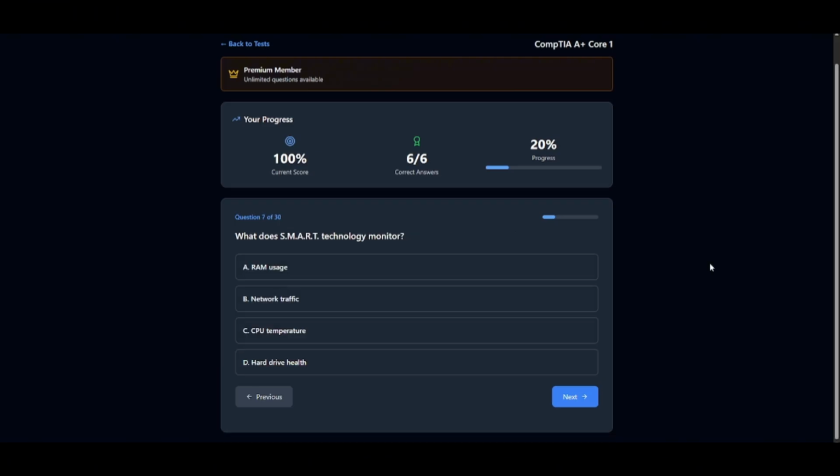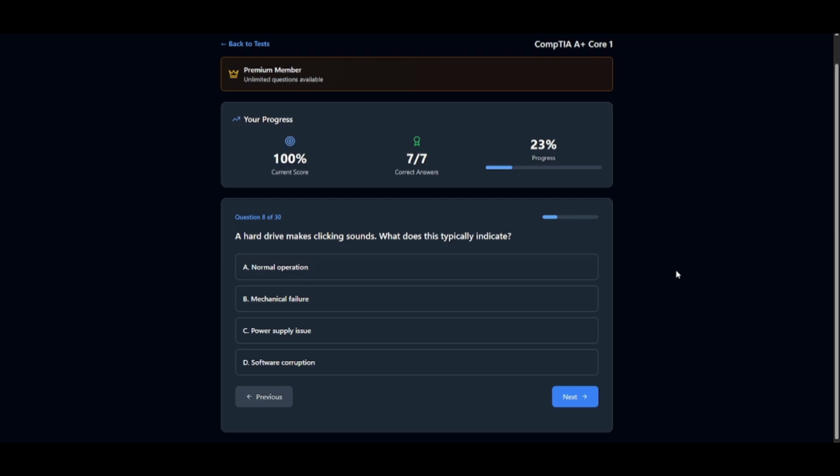Question number 7. What does SMART technology monitor? And as you might have guessed from the previous question, SMART technology monitors hard drive health. SMART, which stands for Self-Monitoring, Analysis, and Reporting Technology, is solely based on the health of the hard drive, and it helps to predict failures before they occur.